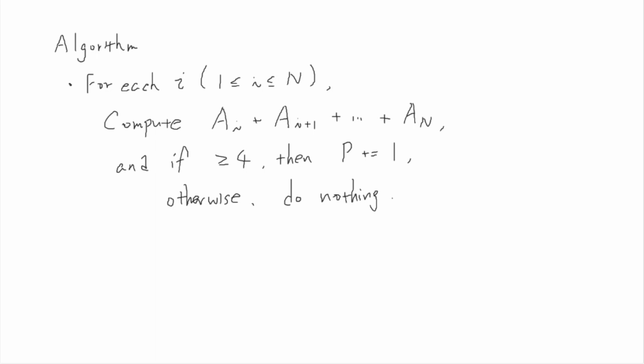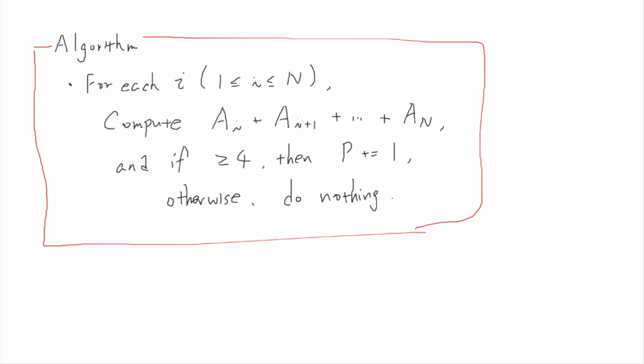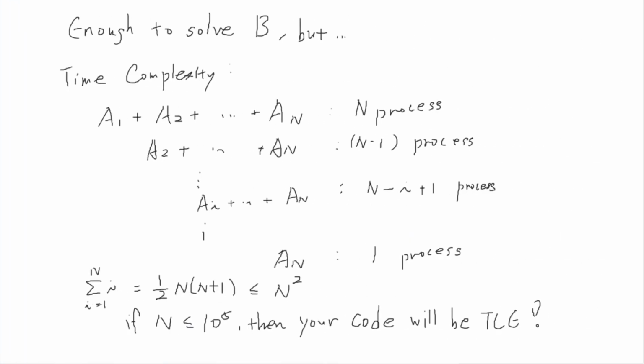So the algorithm to write is this. For each i, which is between 1 and n, compute a_i plus ... plus a_n, and if the sum is greater than or equal to 4, then add 1 to P. Otherwise, do nothing for P. And finally, print the value of P. So that's all. That's enough to solve B.